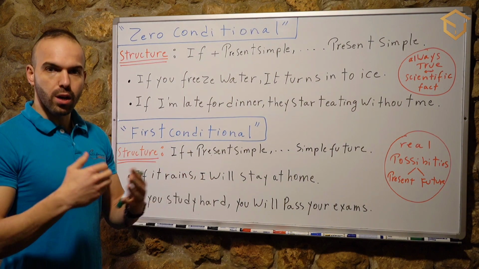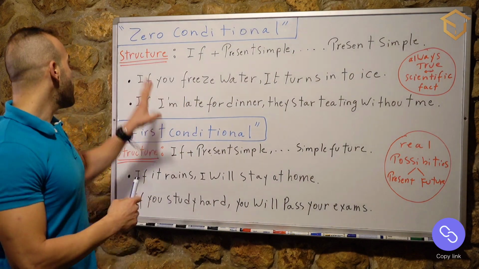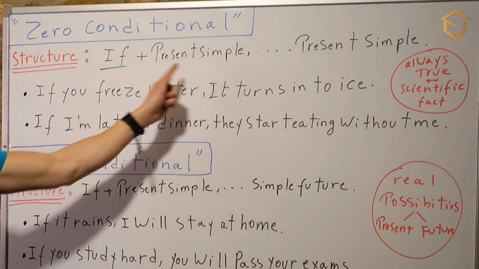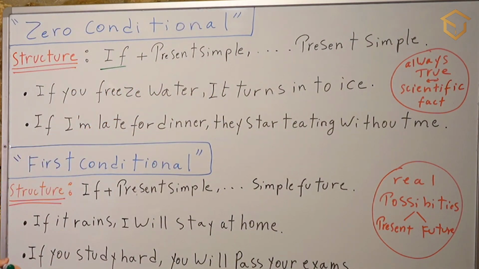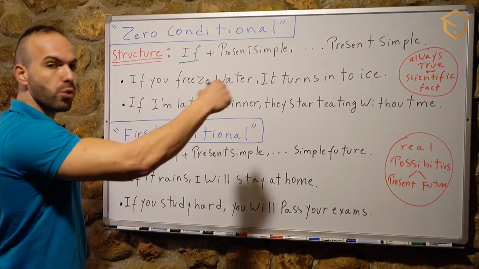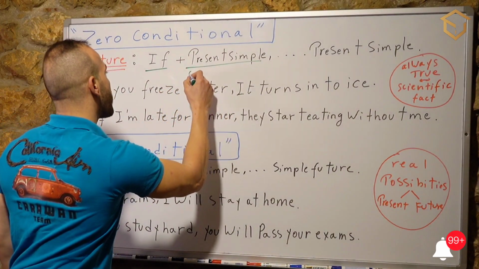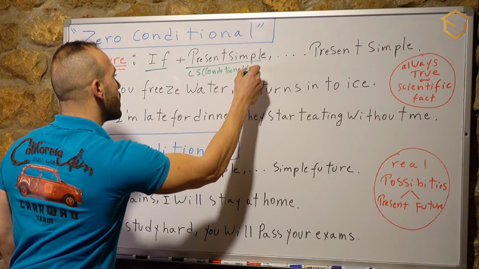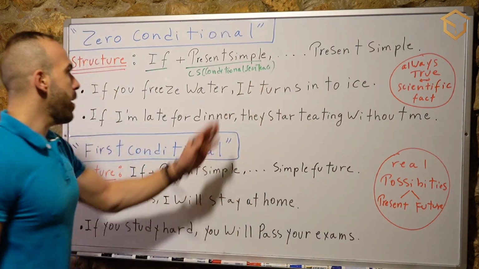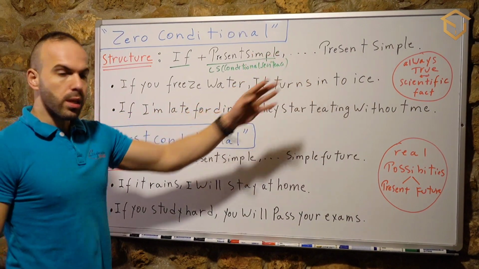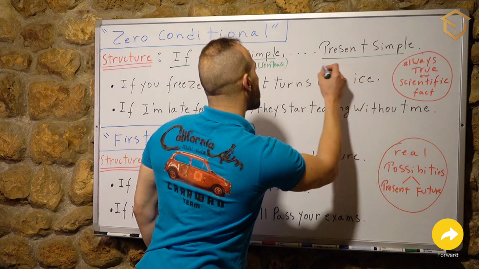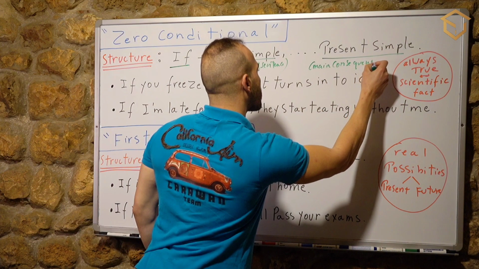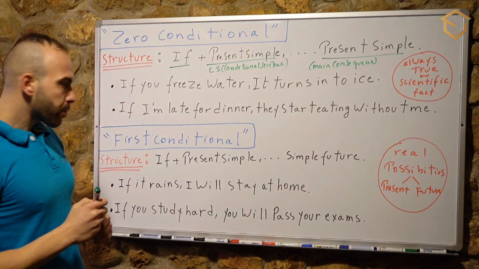Let's see the structure of this specific type. So in this specific type, we have to use the conjunction word if plus the verb in the present simple form, and that's what we call the conditional sentence. So here, the conditional sentence, and then we have the main consequence in the present simple form. So that's the main consequence. Okay, so let's see an example.